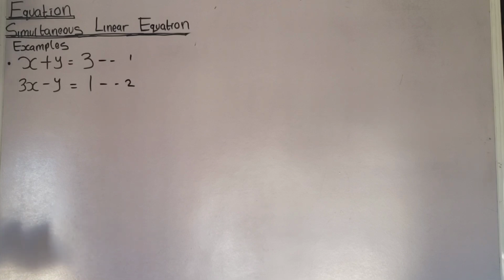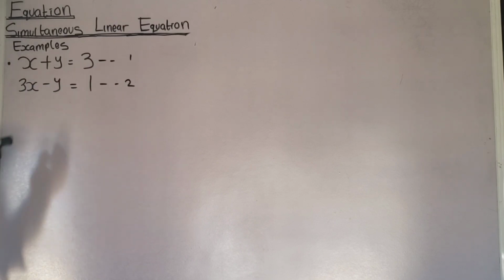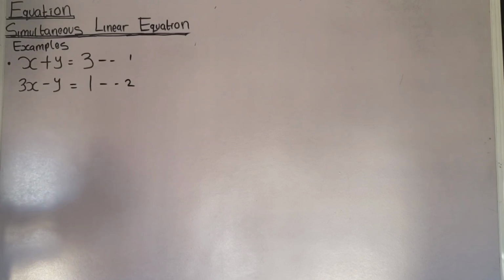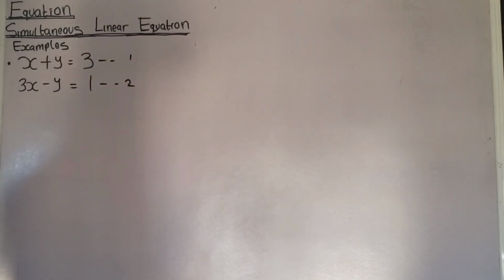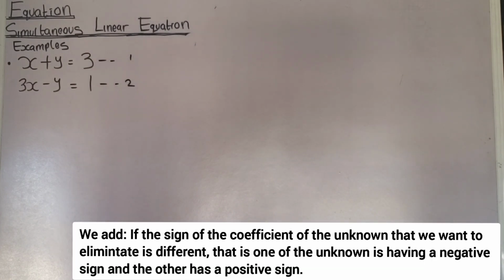Do you understand? The coefficient of y in equation 1 is positive 1. The coefficient of y in equation 2 is what? Negative 1. So if I add both equations, I will eliminate the value of y. That's why I told you there is a case in which we add and another case in which we subtract. We add when the signs of the coefficient of the unknown that we want to eliminate in both equations are different. Please pay attention.